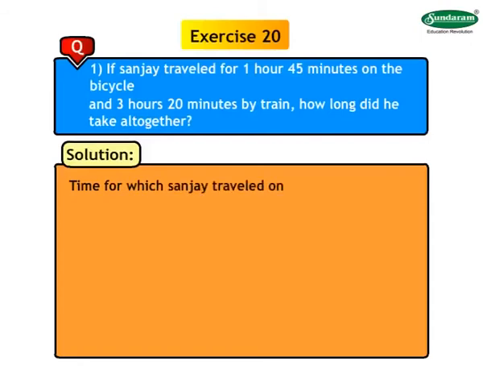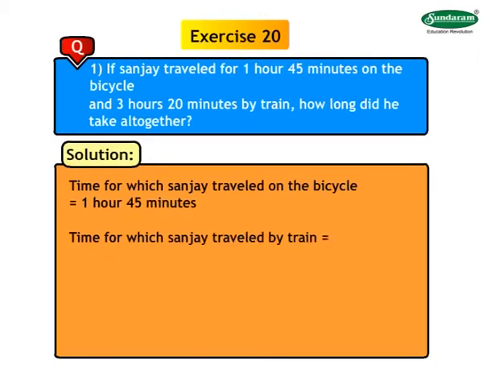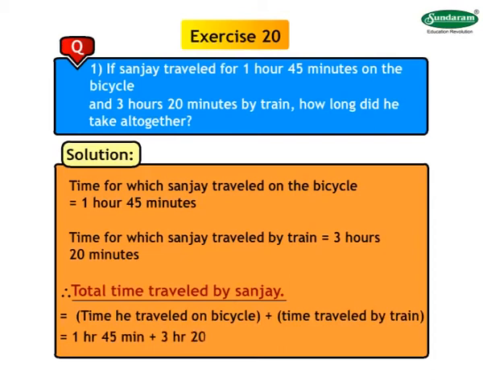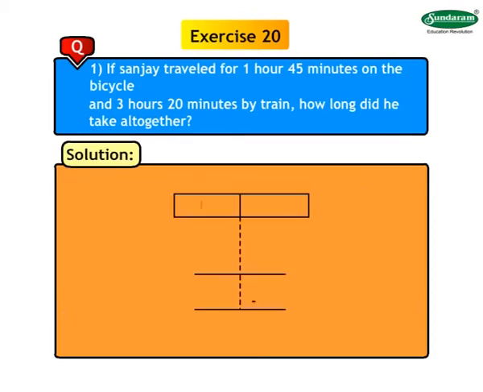Time for which Sanjay travelled on the bicycle is equal to 1 hour 45 minutes. Time for which Sanjay travelled by train is equal to 3 hours 20 minutes. Therefore, total time travelled by Sanjay is equal to time he travelled on bicycle plus time he travelled by train, which is 1 hour 45 minutes plus 3 hours 20 minutes. Place the hours and minutes as shown. Start by adding the minutes. 45 minutes plus 20 minutes is equal to 65 minutes.